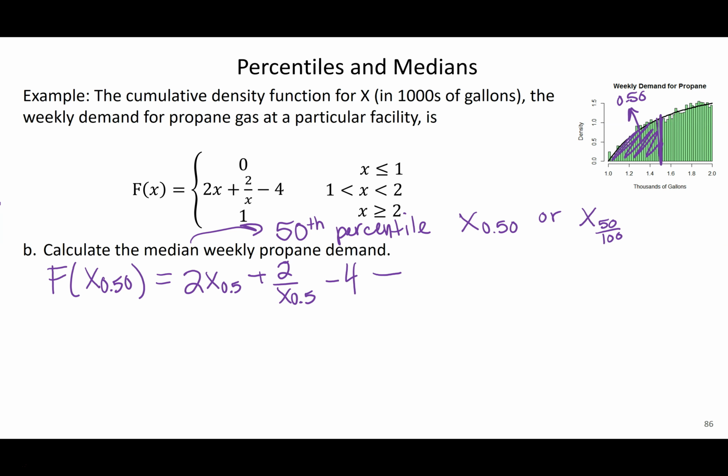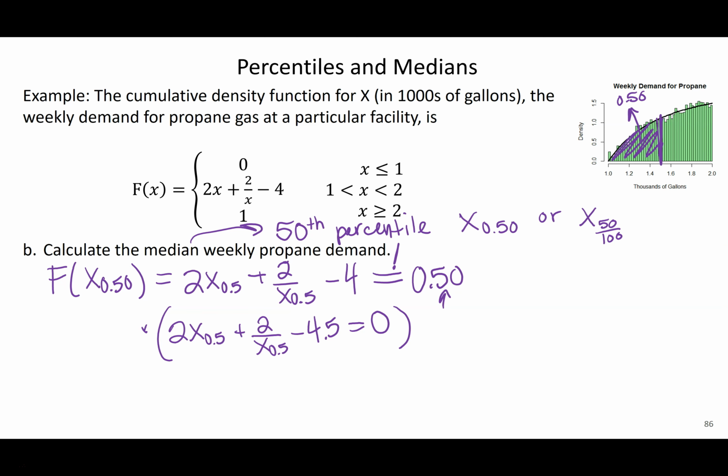So this time though, just know that we're going to set it equal to 0.5, not 0.95, because we want the median. So all the steps are going to be identical to the last one, except this value is different. So going ahead, I'm going to have 2x.5 plus 2 over x.5 minus 4.5 equal to 0. I'm going to multiply both sides once again.